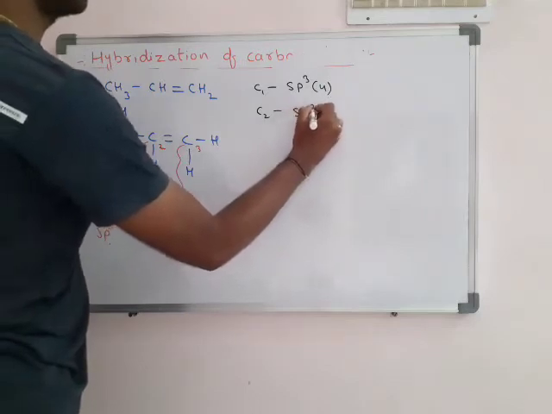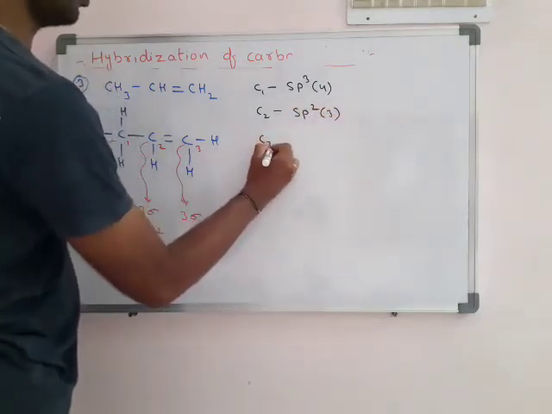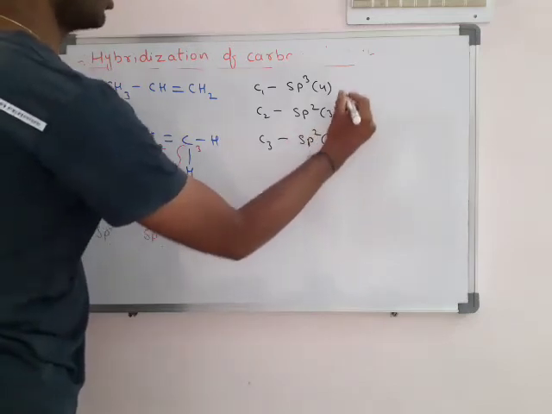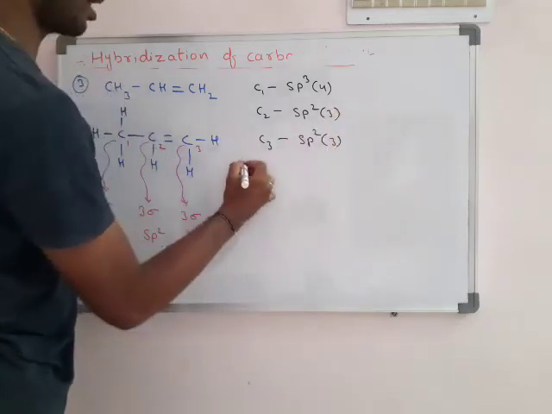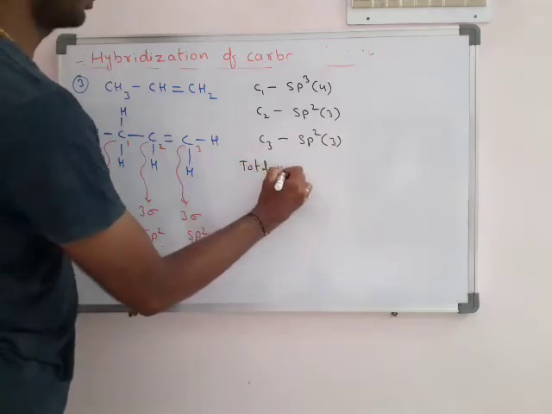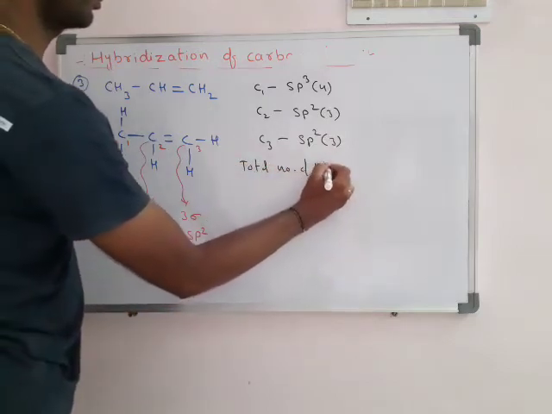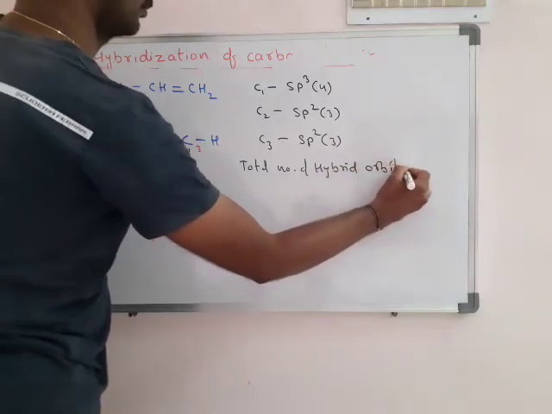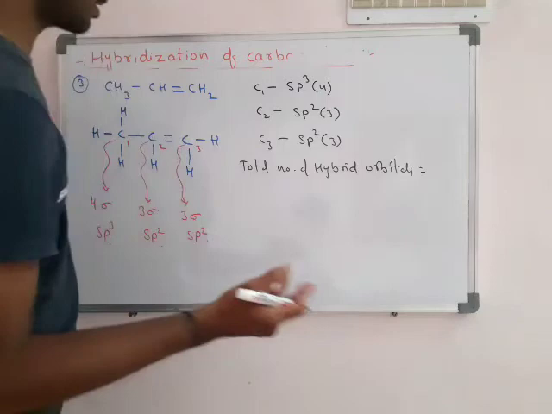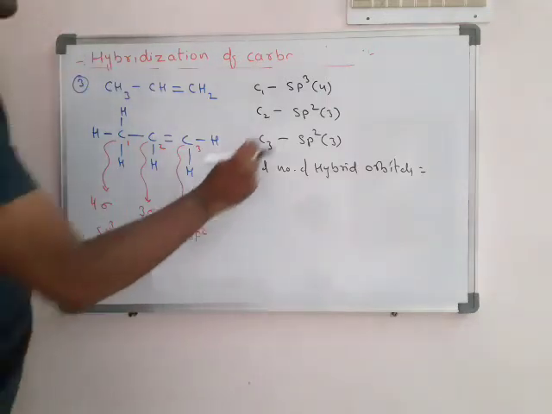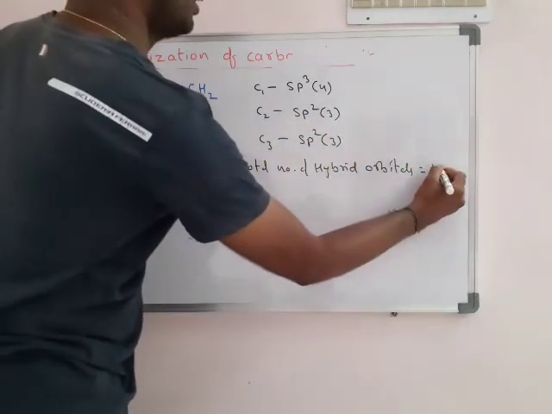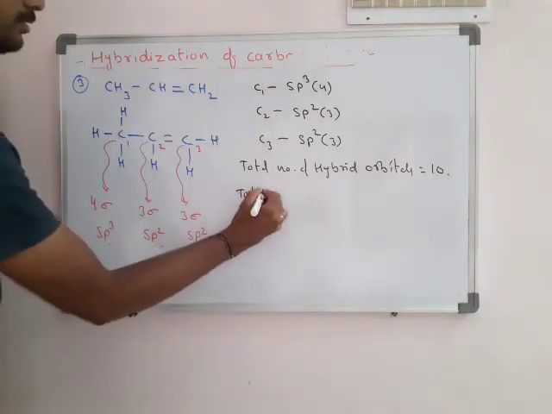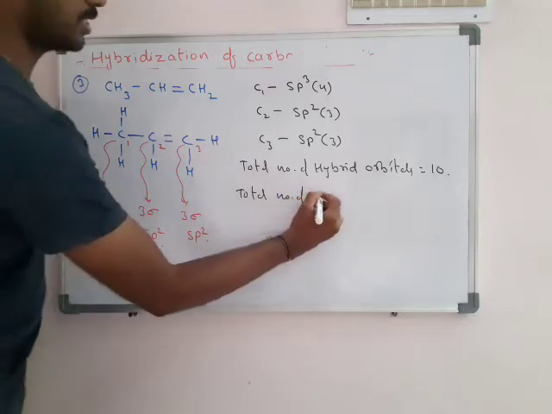What is the second carbon? sp2, so 3 form. Third carbon, sp2, so 3 form. Therefore, what is the total number of hybrid orbitals? 4 plus 3 plus 3, total 10. Next important, total number of pure orbitals.